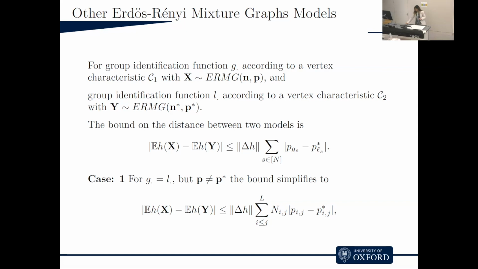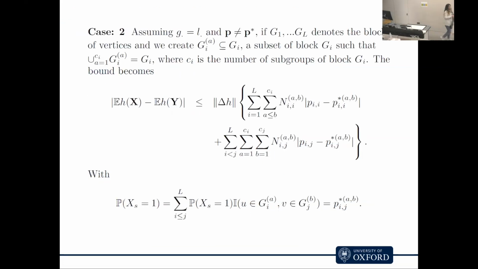Another thing that we might want is to refine the group structure of the ER mixed graph models. When we talk about refinement, we already have these blocks, and we might know something else about them, and we want to refine these blocks by dividing one or more groups into further subgroups. Then we want to see if that refinement actually makes a difference or not. Then we compare the two. We actually bound the distance between two ER mixed graph models.